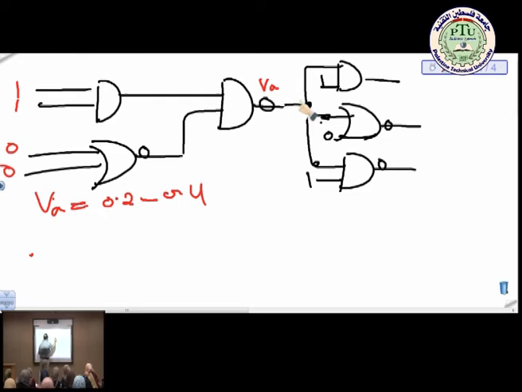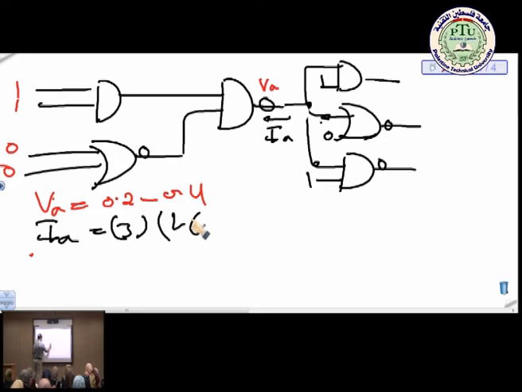Okay, so this is I basically, IA. And IA is just very simple, is equal to 3 times 1.6. And since it's leaving, it's just minus. Okay, that's milliampere. So it's just basically 4.8 milliampere, minus 4.8.